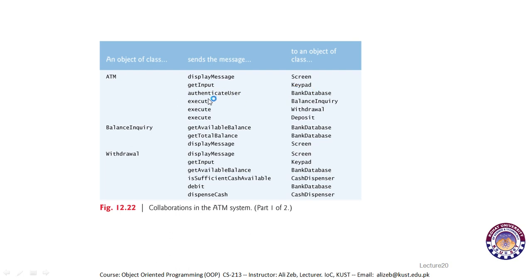It will need to send a message to the bank database class to authenticate the user. It will need to send a message to the balance inquiry class to execute a transaction. Similarly, it will need to send a message to the withdrawal class to execute a transaction, and it will need to send a message to the deposit class to execute a transaction. Now sending the message simply means calling a certain method that is defined in another class, or it may be in the same class, but whenever we need to send the message, we need to call that method.